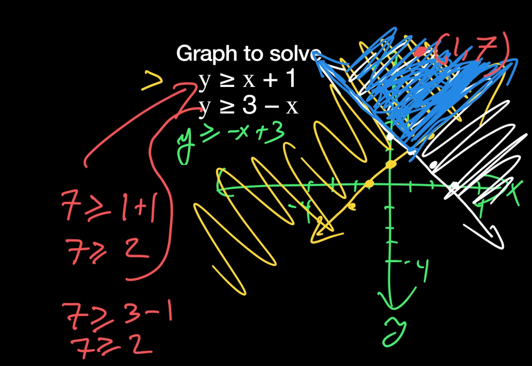Any point and every point in this zone is a solution. So no longer do we have a single point. No longer do we have no points. We're going to have an infinite number of points, but it's not because the lines overlap, but because their areas overlap.